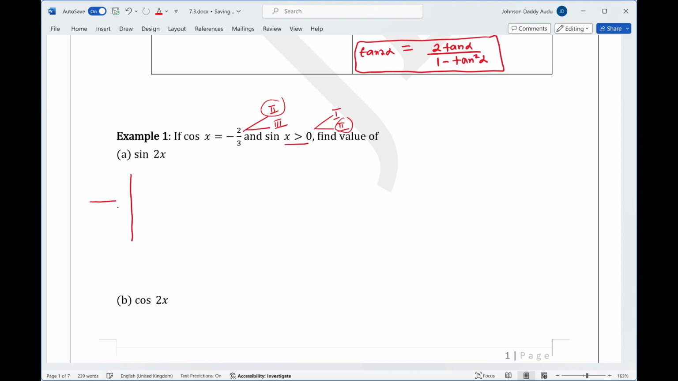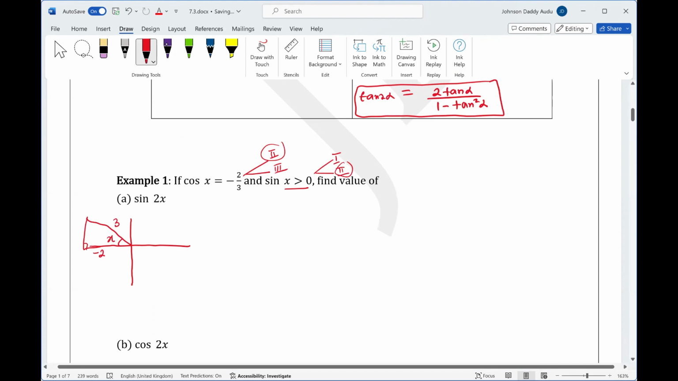So we come to the second quadrant and we draw our right angle triangle. So cosine is adjacent, so this is minus 2 over the hypotenuse, which is 3, right? And clearly you can get the opposite. What will be the opposite? It will just be the root of 9 minus 4, so it's going to be root of 5.